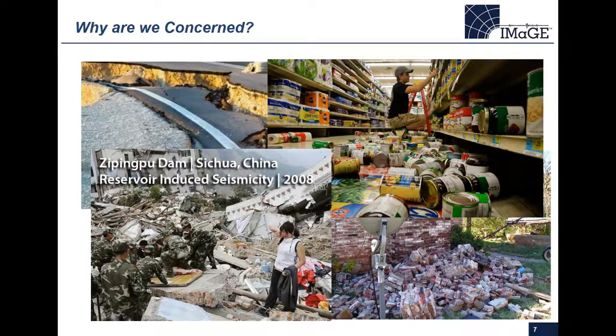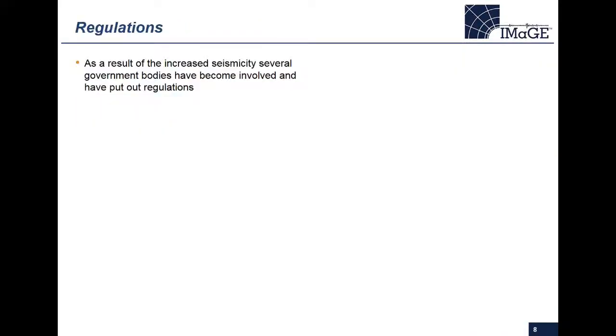And some extreme cases can do a whole lot of destruction. So this is an earthquake that was deemed caused by a reservoir in China of magnitude 7. So a lot of damage can be done by these induced seismic events, and a lot of this is why there's so much concern today. The public and governments are all worried about the amount of damage that these can do, and if they're occurring more frequently, there's a rise in concern.